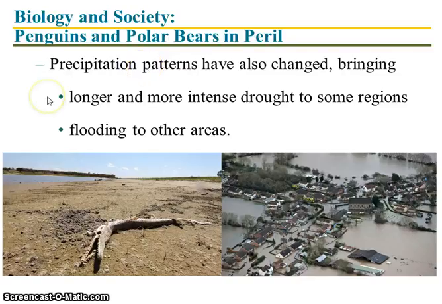Precipitation patterns have also changed. Some areas have been in droughts, like California and parts of Europe, and the UK and Bosnia have all seen flooding. So we're seeing these differences in rain patterns.